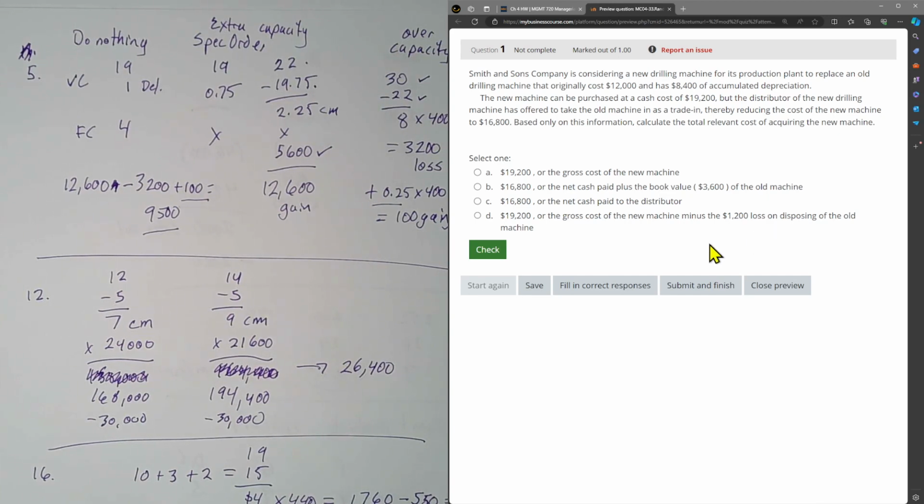So it should be C here, $16,800 or the net cash paid to the distributor. Now notice here it has 16.8 plus the book value. Remember, we just got through saying the book value is a sunk cost and doesn't come into the do nothing versus buy the new machine relevant analysis.